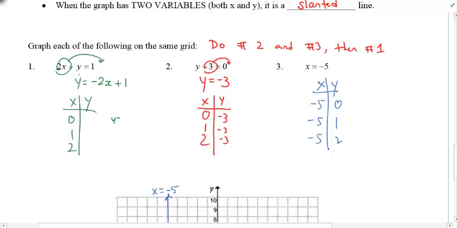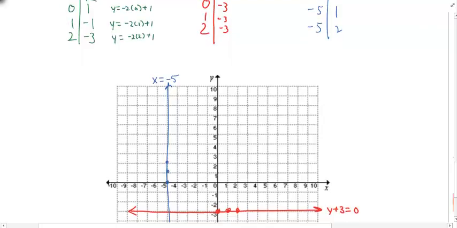When x is 0, let's plug this in. Negative 2 times 0 is 0, plus 1 is 1. Do the same thing for 1. Negative 2 times 1 is negative 2. Negative 2 plus 1 is negative 1. And then last one, y equals negative 2 times 2 plus 1, negative 4. Negative 4 plus 1 is negative 3. So here we go, 0, 1. 1, negative 1. 2, negative 3.